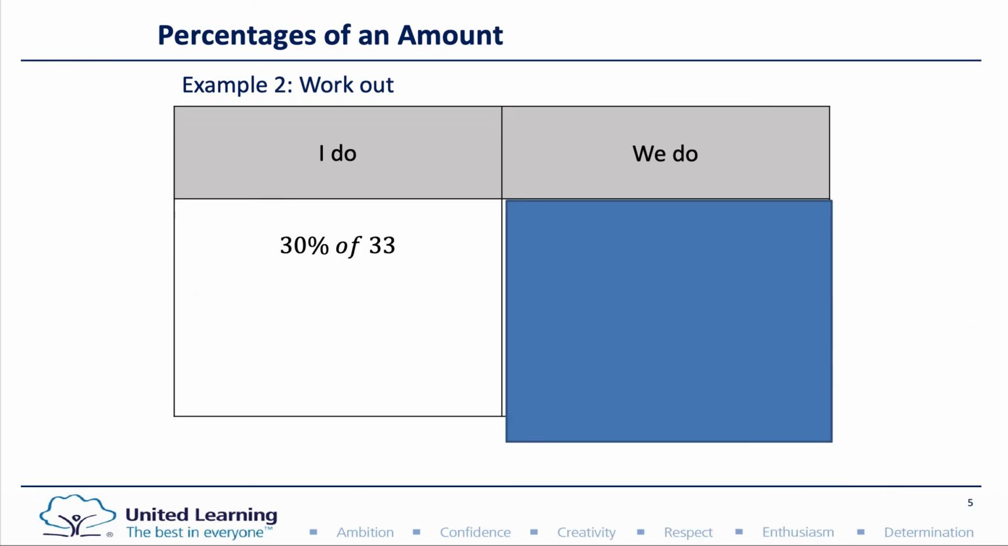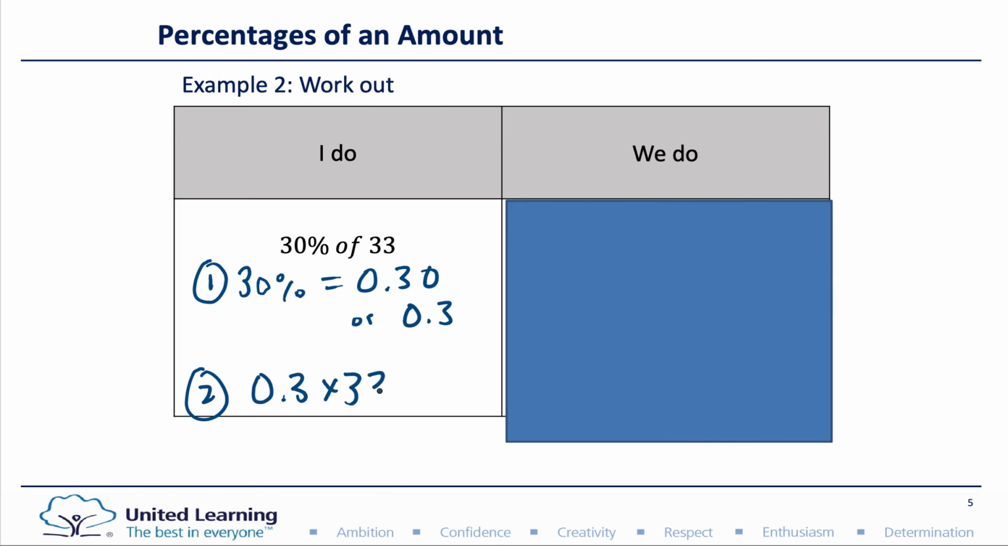All right, let's try one more. Okay, so step 1, what's the multiplier? Well, I know that 30% as a decimal is 0.30, or again, that trailing 0 has no significance, so you could just say 0.3. And then you multiply to get, let's find out, 0.3 times 33 is 9.9 for full marks.